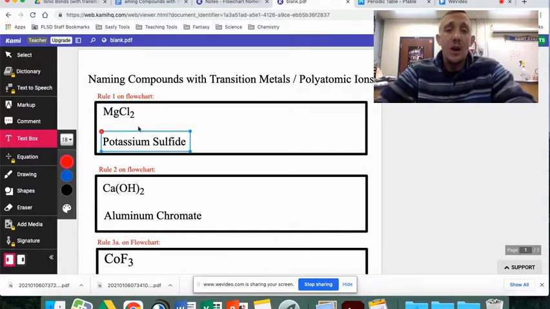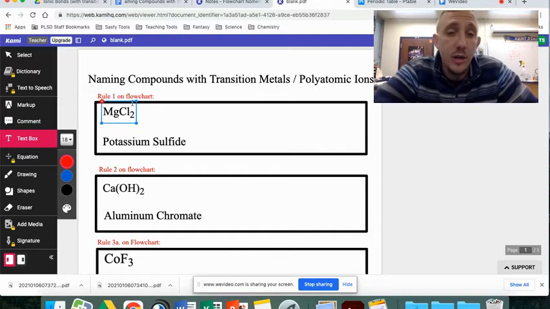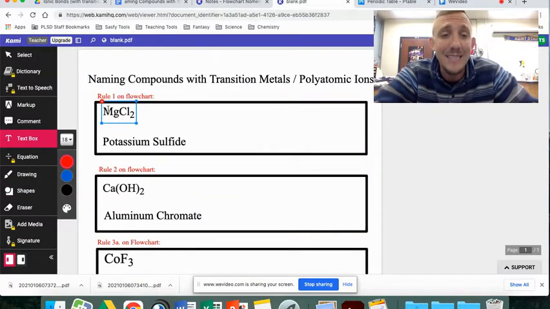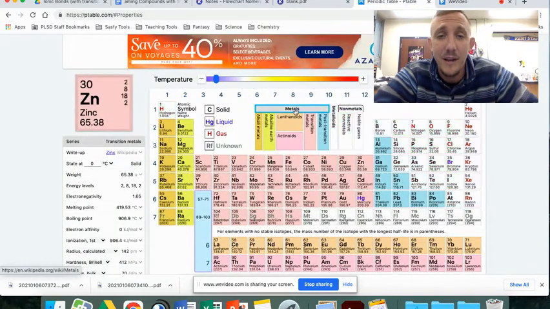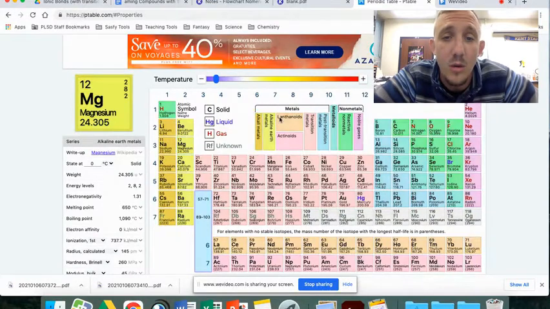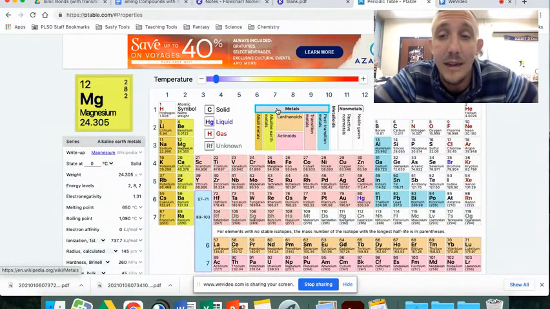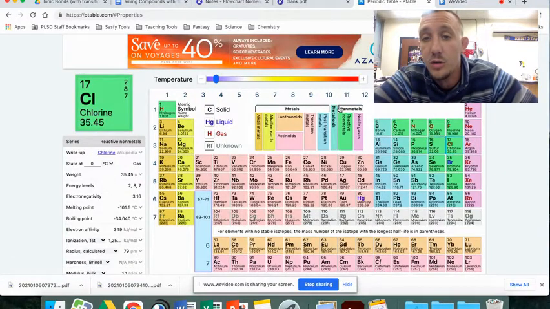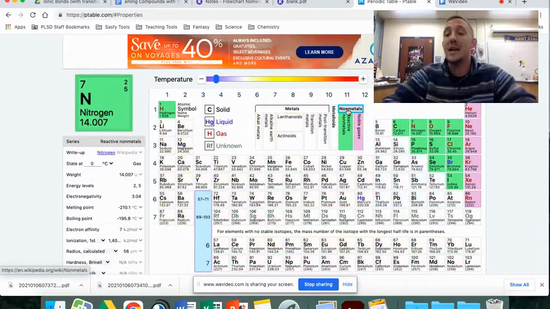Okay, so number 1, so we're going to be doing rule 1 on the flow chart, and so I've gone ahead and labeled it rule 1. It's going to be 2 elements. It's going to be a metal and a non-metal. And how I know is because magnesium is a metal and chlorine is a non-metal. And I know because if I look at metals, magnesium falls under group 2, under a metal. Okay, and so you can see that it's highlighted. If I go to nonmetals, chlorine falls under those nonmetals. So I know it's a metal and a nonmetal.